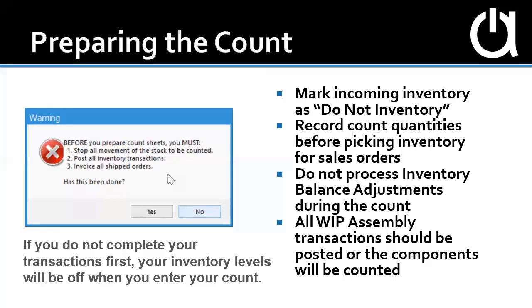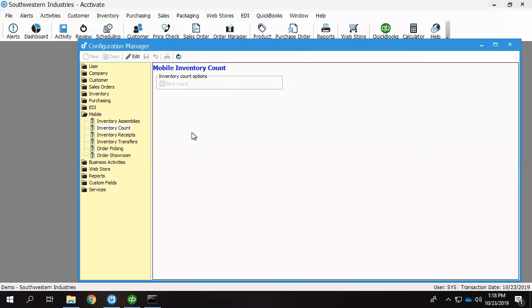That's fine. There's also definitely other options for how to handle work in process inventory, such as doing a separate cycle count and different things like that. But we'll move on for now. If we have any users that have questions, we can answer those at the end. And again, just to reiterate, if you do not complete your transactions first, your inventory levels will be off when you enter the count. So let's go into the demo real fast.